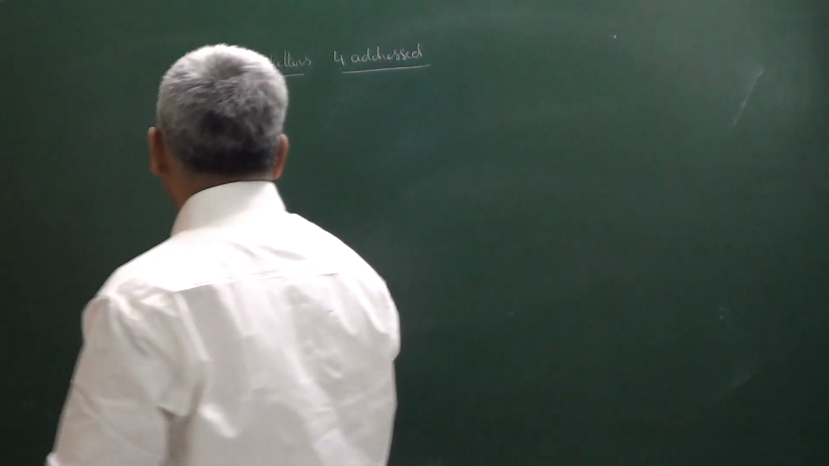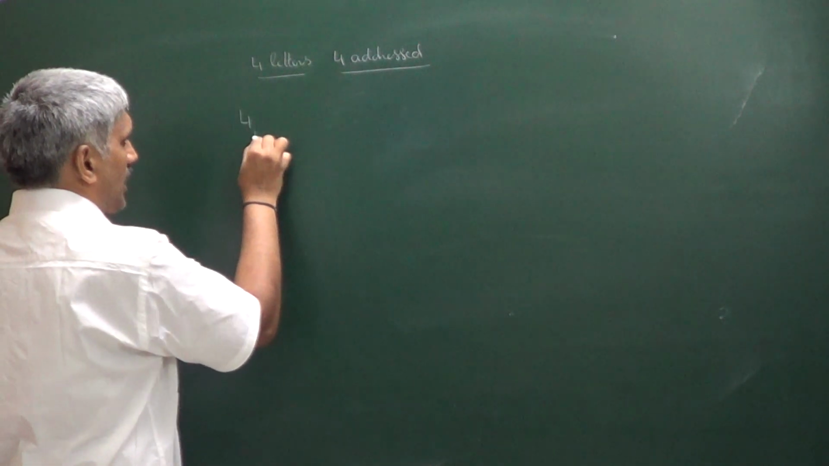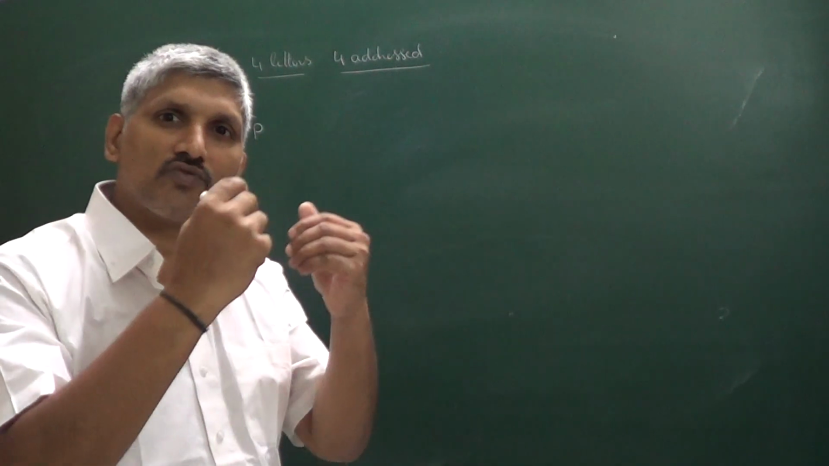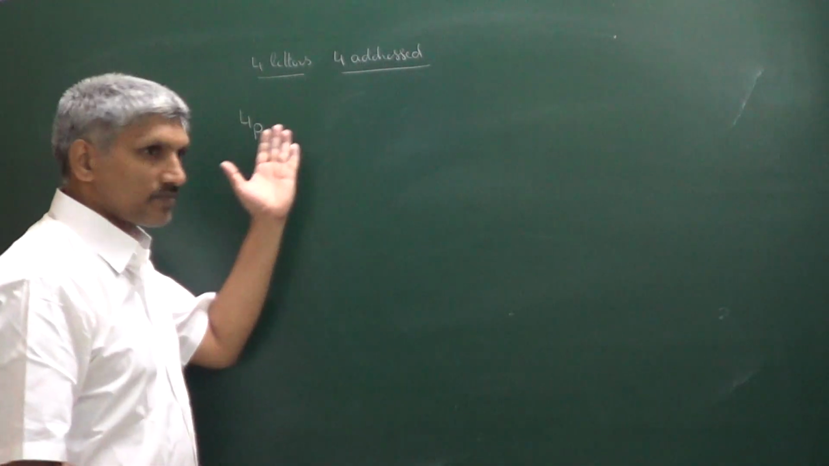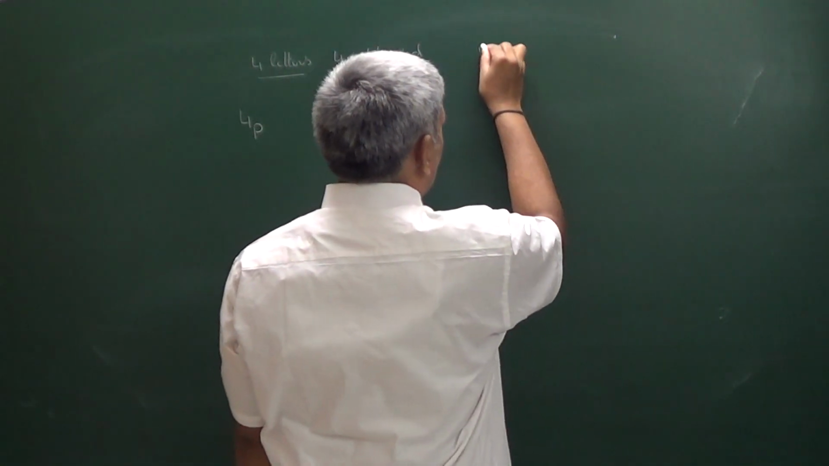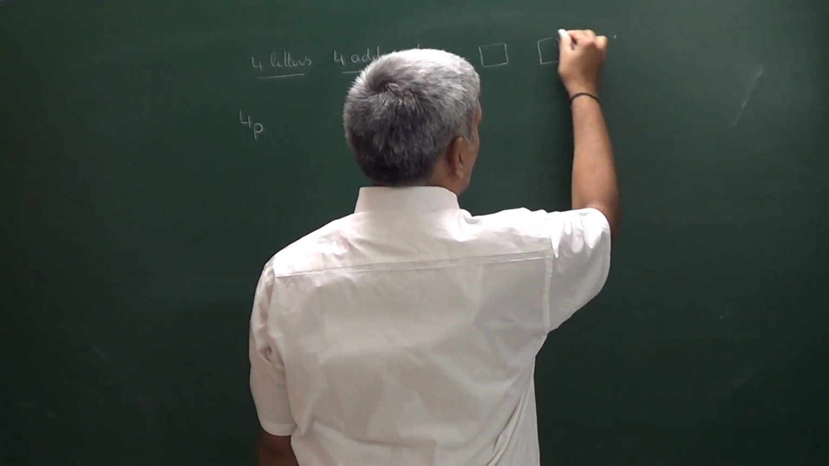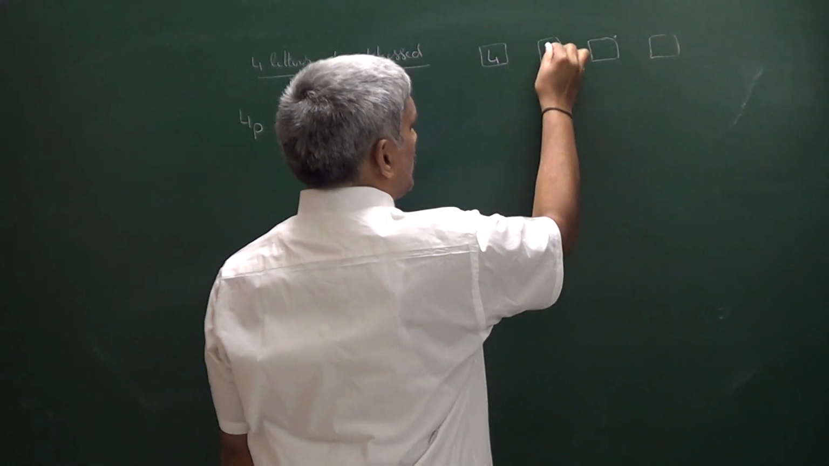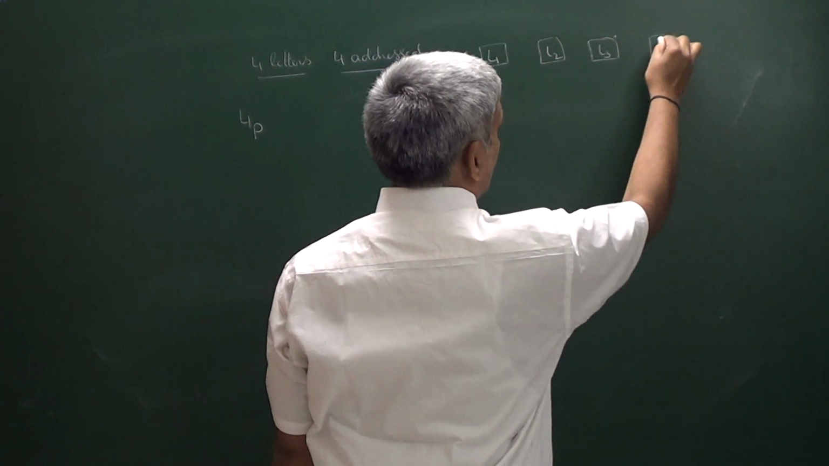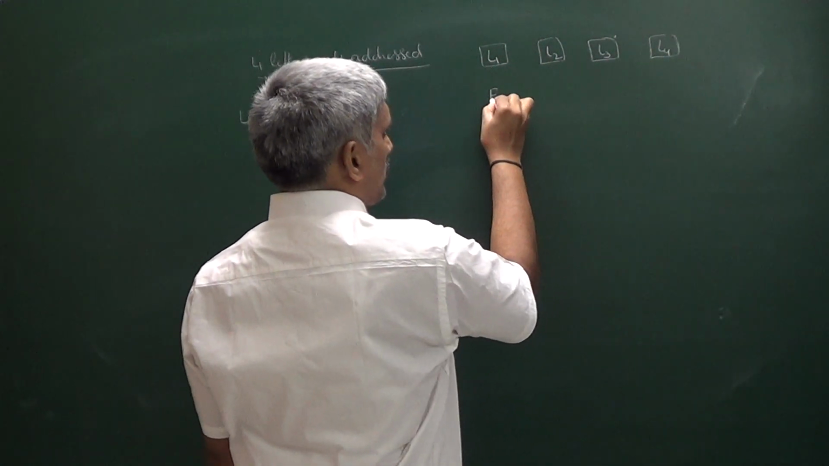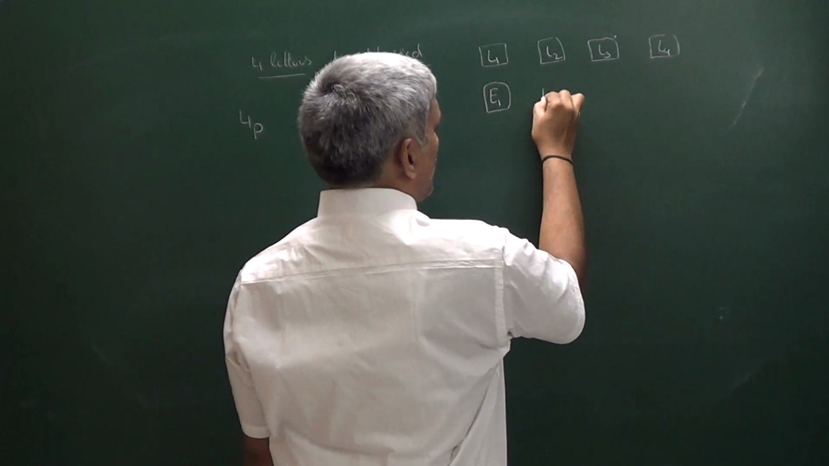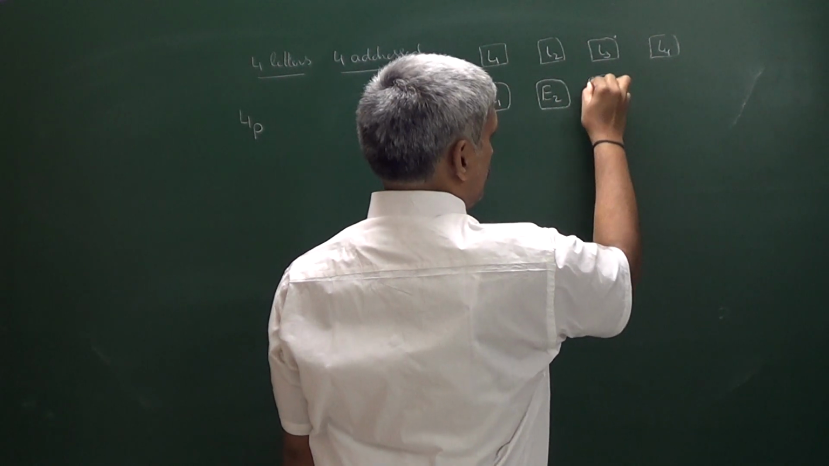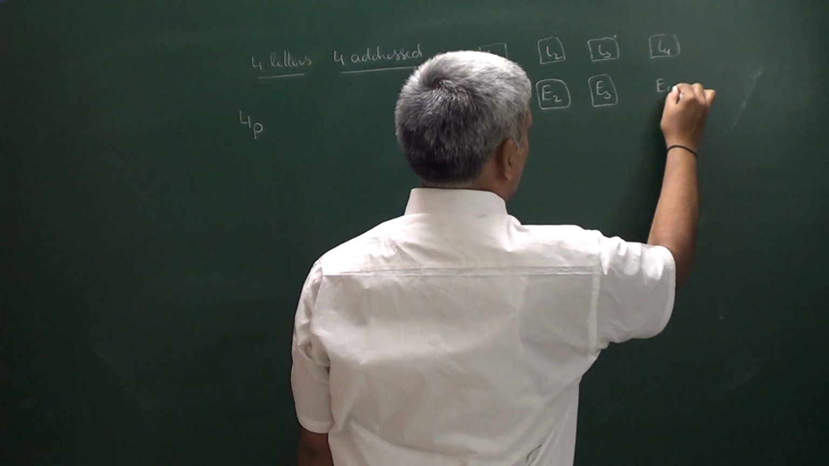The question is asking the number of ways that all the letters will go to the wrong address. That means, suppose you see here, this is letter 1, this is letter 2, this is letter 3, this is letter 4, and this is envelope 1, and here envelope 2, this is envelope 3, and this is envelope 4.